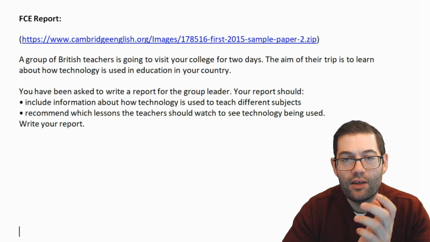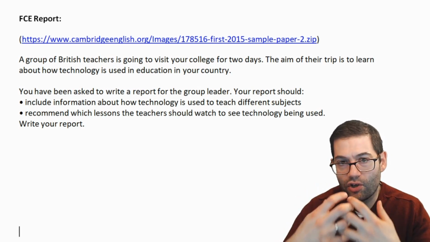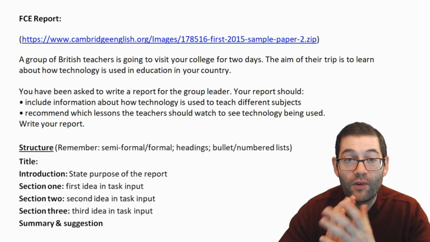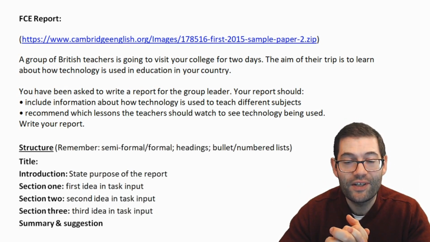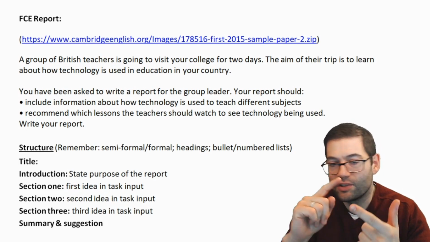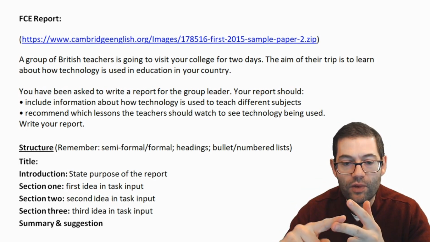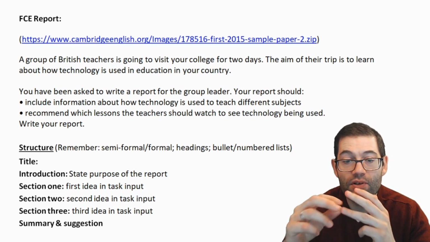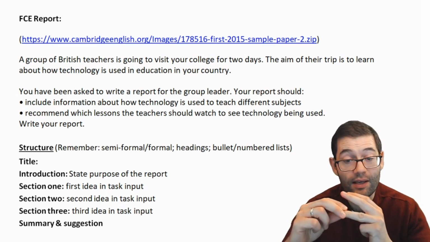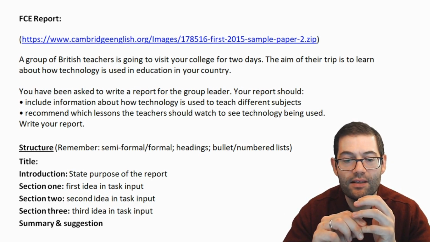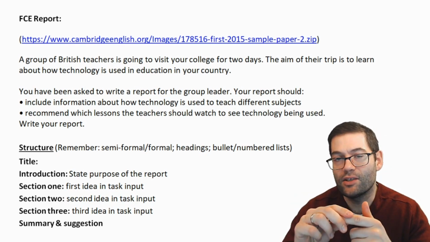So straight away you should be thinking, what's the structure of the FCE report and how does this fit into the structure? Well, this is the structure for the FCE report. You've got a title, which is followed by an introduction in which we state the purpose of the report. Section 1 is the first idea in the task input. Section 2 is the second idea in the task input. Section 3, if it's needed, is the third idea in the task input, then summary and suggestion.